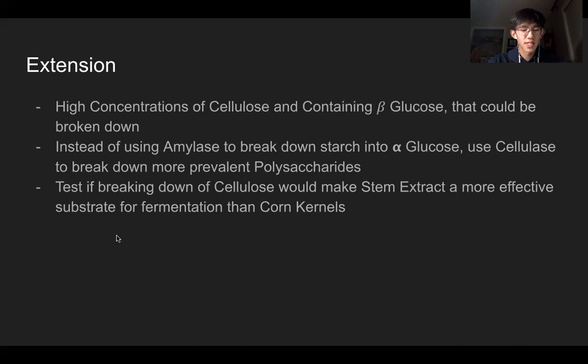An extension of this experiment could be to try and break down the higher concentrations of cellulose inside the corn stems with cellulase enzyme, as cellulose is also a polysaccharide that is made of glucose. Then we could test to see if breaking down cellulose with cellulase from stem extract would result in enough fermentation to make it a more effective substrate for fermentation than corn kernels.